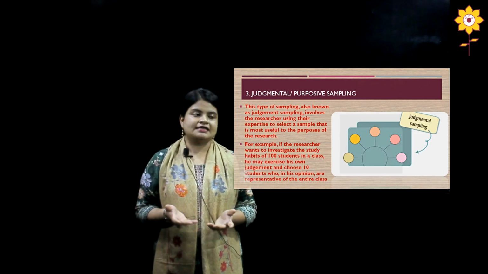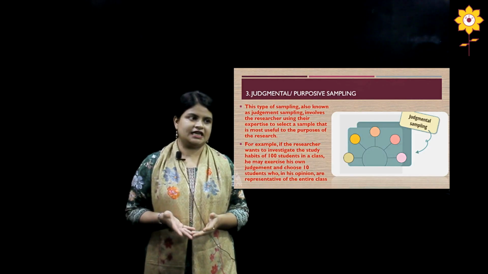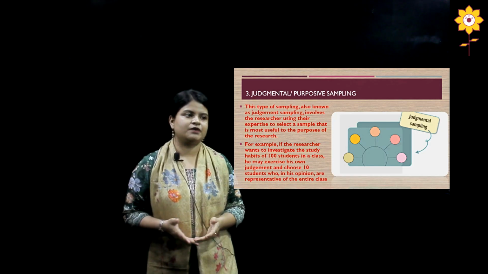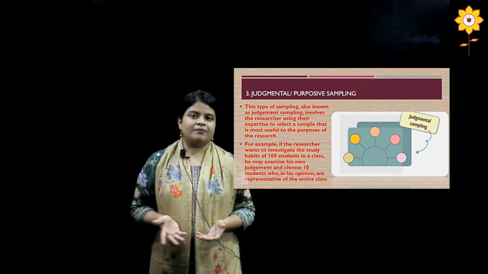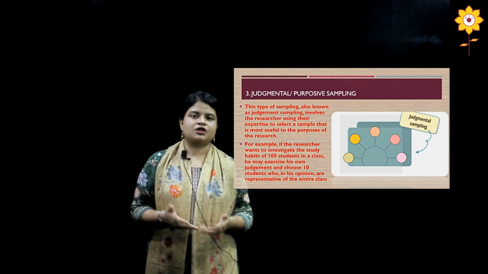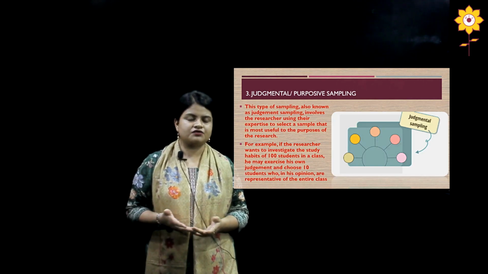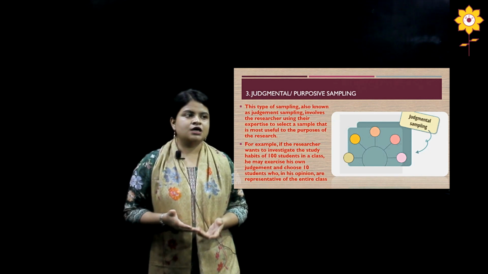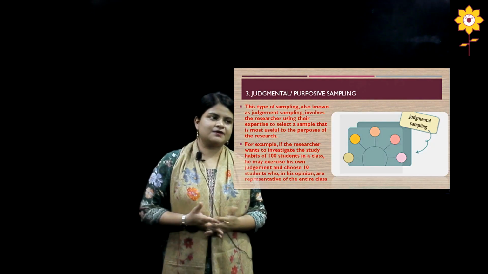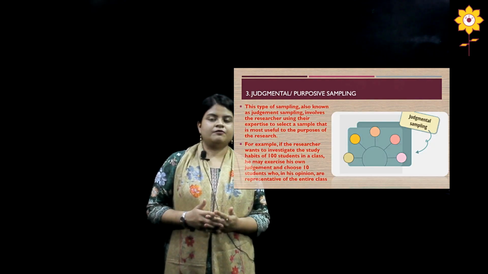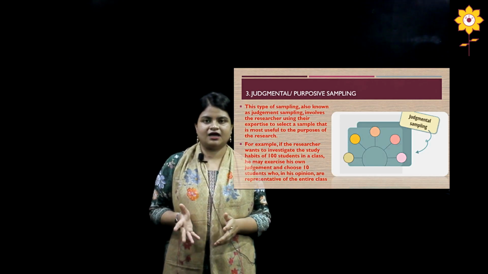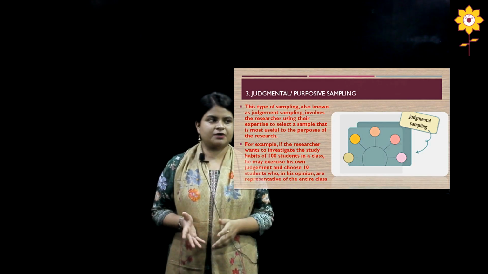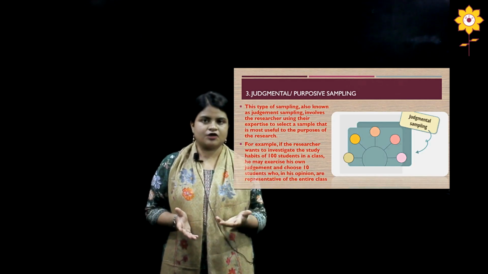As an example, if the researcher wants to investigate the study habits of 100 students in a class, he may exercise his own judgment and choose 10 students based on his opinions. This situation happens when you are just trying to collect general information from the students, or maybe it is done for a particular research purpose. So under judgmental or purposive sampling, you are approaching someone in a determined way in which you want to collect the information. Here it is based on the researcher's judgment to understand the individual and object.